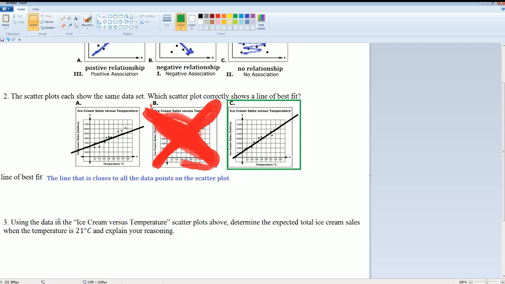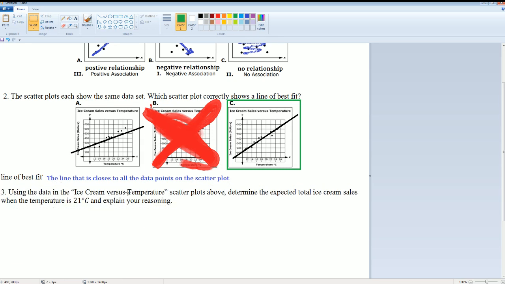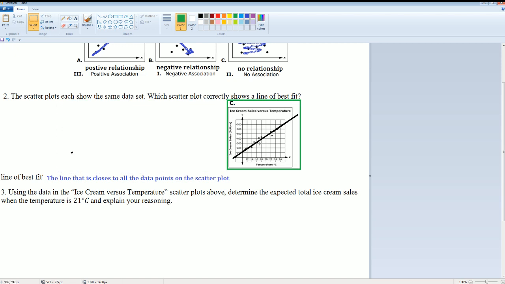Okay, good. Using the data above, in the ice cream versus temperature scatter plot above, determine the exact total ice cream sales when the temperature is 21 degrees Celsius. Explain your answer. So we are going to ignore these other ones, because they're useless, and we're only going to look at the correct one. Which one has 21 degrees Celsius? 21 looks like it's right here.